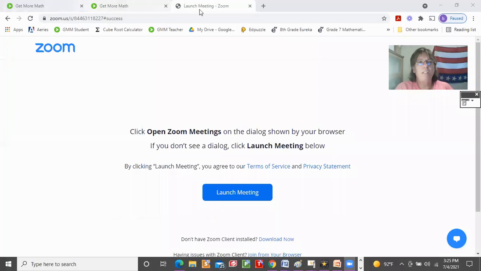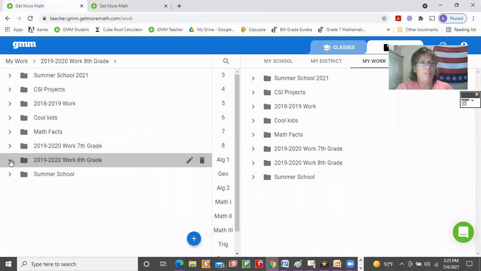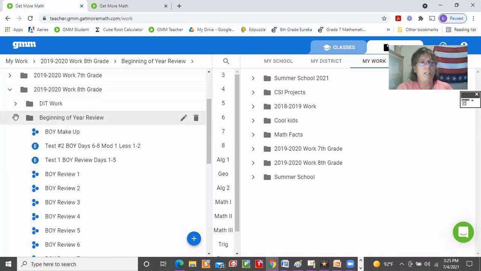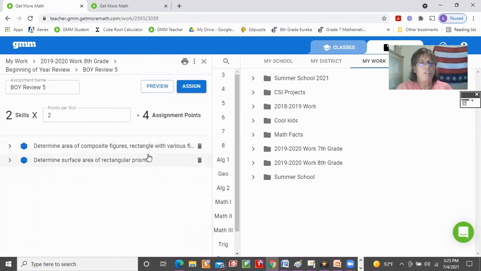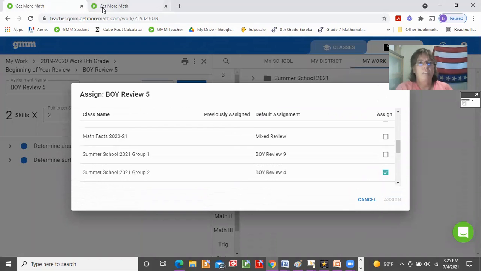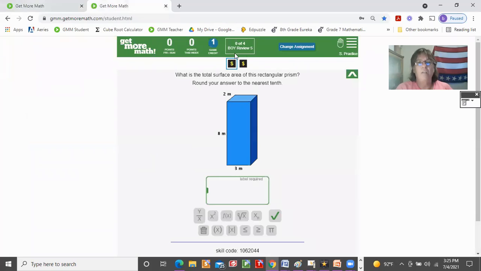So again, at the beginning of my year, Get More Math is what I use. What I did is I just compiled all of the important skills that they did in 7th grade, and that made up my review. So this is beginning of the year review day 5, and it's determining area of composite figures and determining surface area. I'll assign that to my summer school class. Now that it's been assigned, I'll log in as my student account, and here it is.